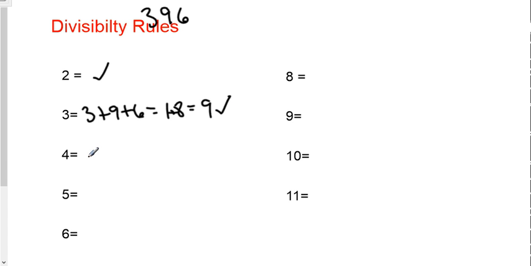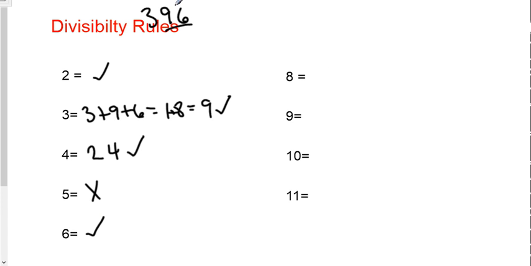Check. To check for divisibility by 4, you look at the last two digits. 96 divided by 4 is 24, right? No remainder, so it is divisible by 4. It's not divisible by 5 because it doesn't end in 0 or 5. Remind yourself again, divisibility by 6 means it has to be divisible by 2 and 3, yes and yes, so it's yes for 6. For 8, you have to look at the last three digits.